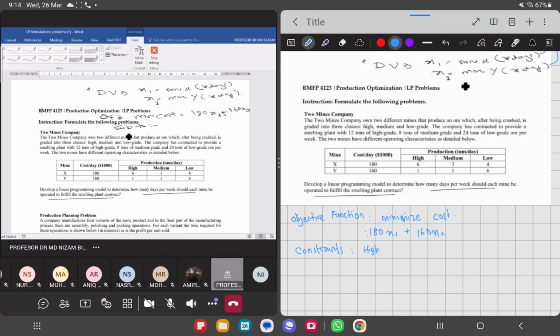Production, medium, low grade. So one of the constraints is basically they have to supply a smelting plant per week, for high grade, medium grade, and low grade ore, right? They're committed already, right? So subject to constraints, the first constraint is supply of high grade ore, and I can define that high grade ore with what?